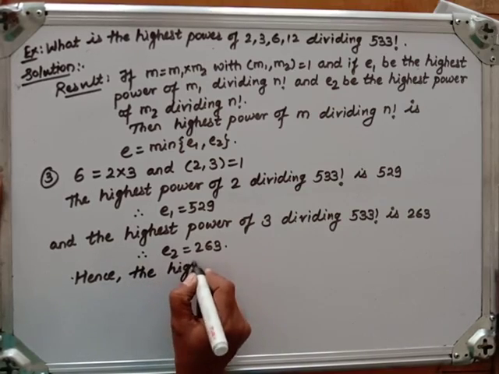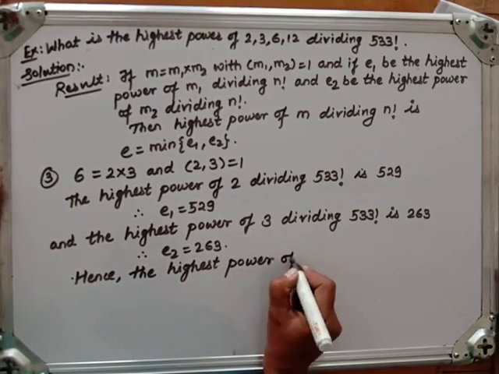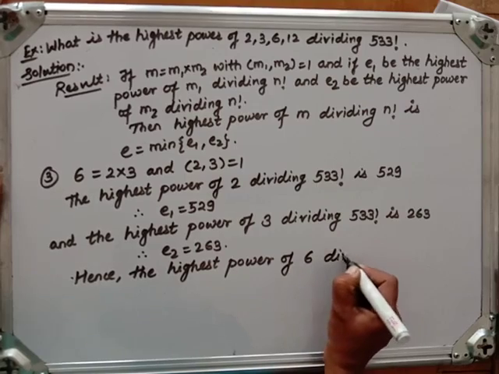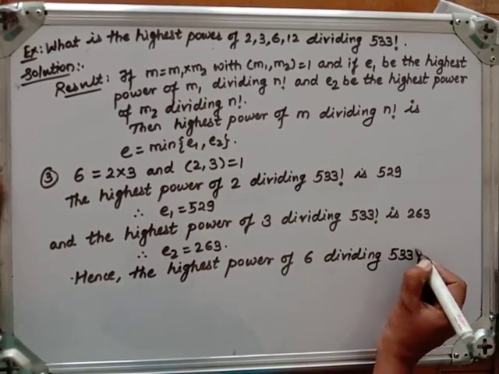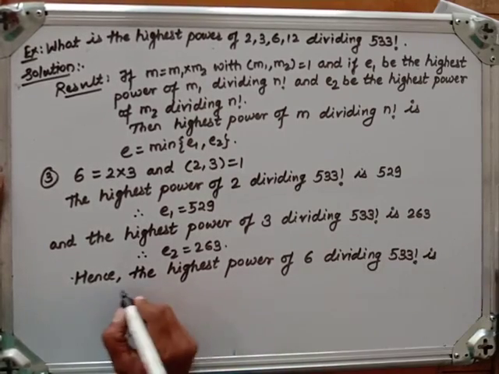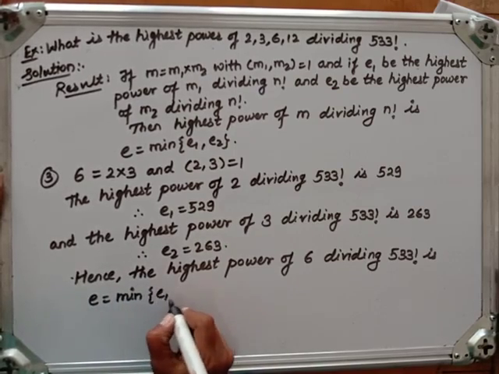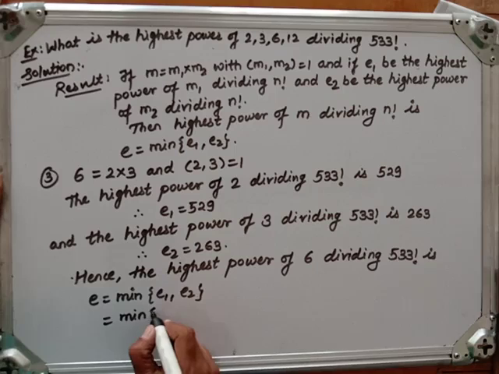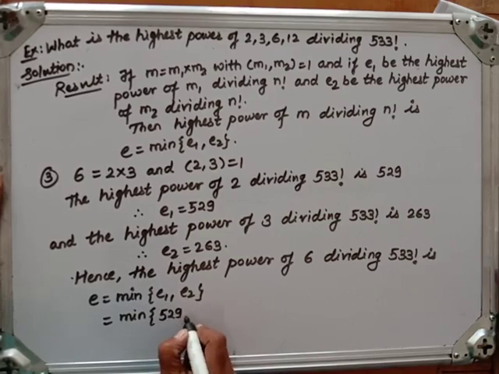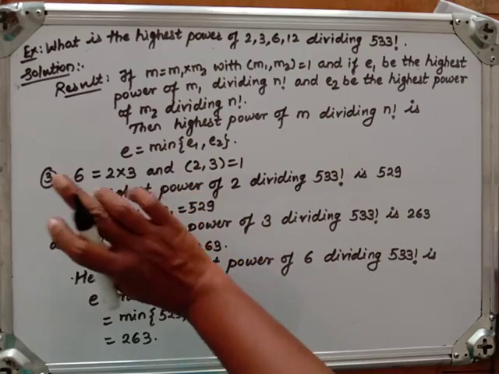Hence, the highest power of 6 dividing 533 factorial is E equal to minimum of E1 and E2, that is minimum of 529 and 263. So it is 263. Similarly, let's do for 12.